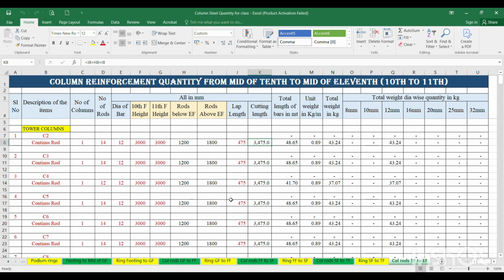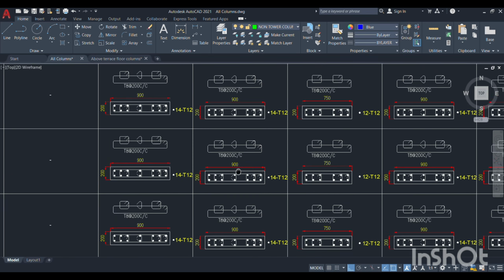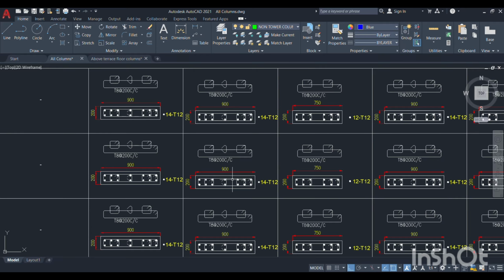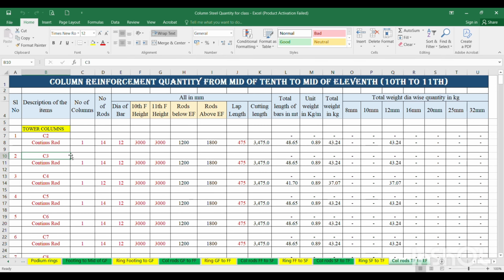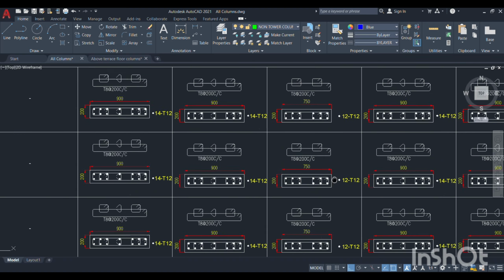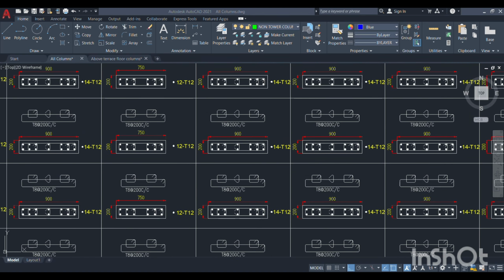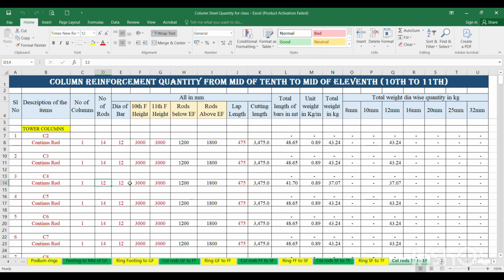Similarly, this is C3. What is C3? C3 also has 14 number of 12. You see, here also the same 14 number of 12, and the rest is all the same. Again C4. What is C4? C4 is 12 number of 12.